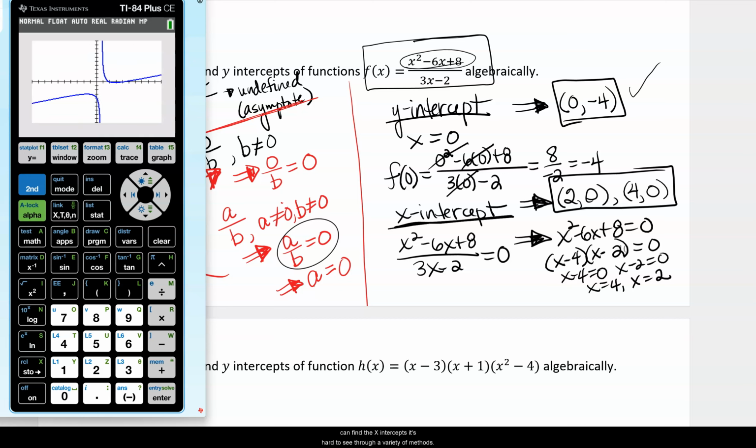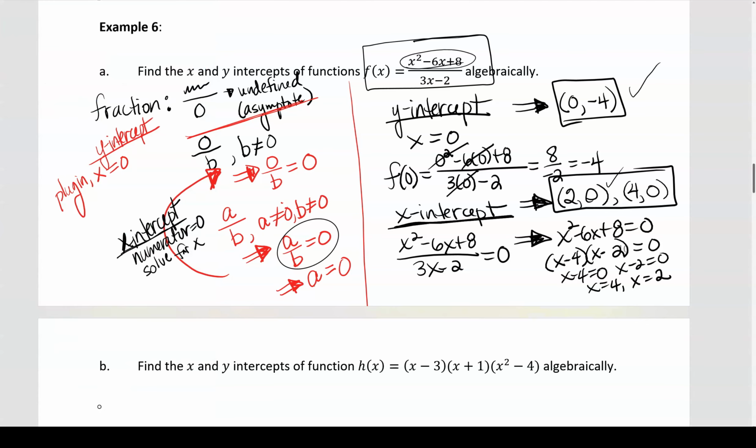And we can find the x-intercepts, which are hard to see, through a variety of methods. I'm just going to do the 0 function, and I'm going to find the x-intercepts, also known as the zeros of the function, by moving my spider along my graph until I get close to one of them. It wants to know the left bound of the x-intercept, so I hit enter. I move over to the right of the intercept, and I hit enter, and it wants a guess, and I hit enter again. So I have a 0 at 2, 0.